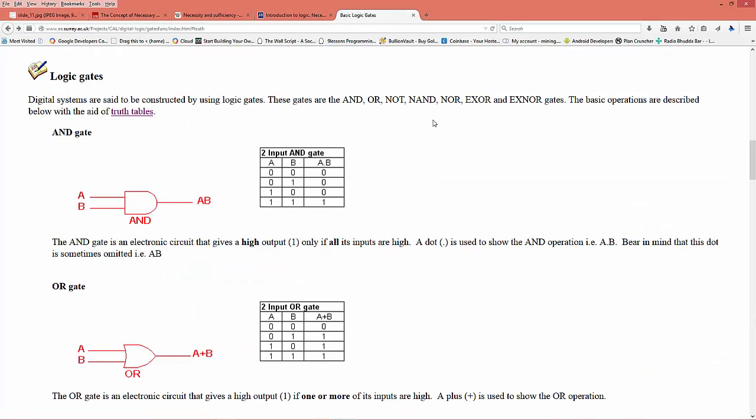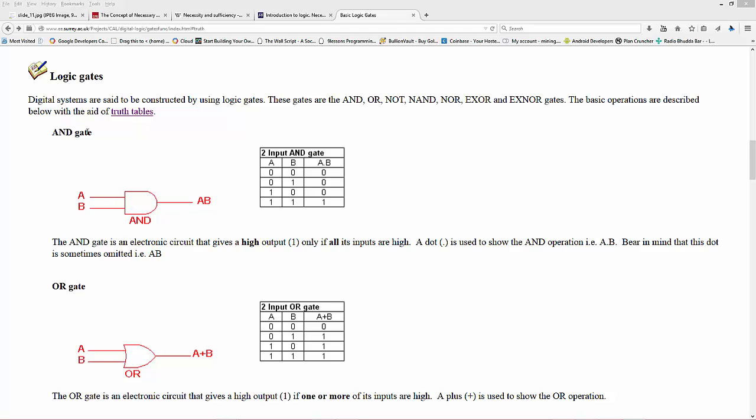So perhaps the best way to examine the relationship between these entities is to look at the two most basic logic circuits in Boolean logic, these being the AND and OR gates. Digital systems are constructed by using logic gates, and there are a number of these, but the two most basic are the AND and OR gates. Below you can see the AND gate and the OR gate. Both of these circuits have two inputs, A and B, and produce an output.